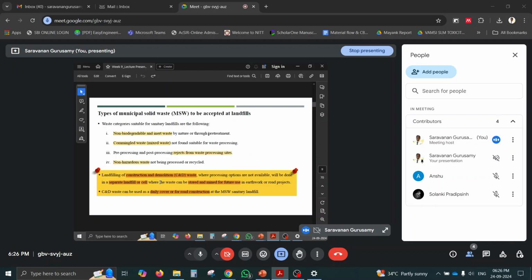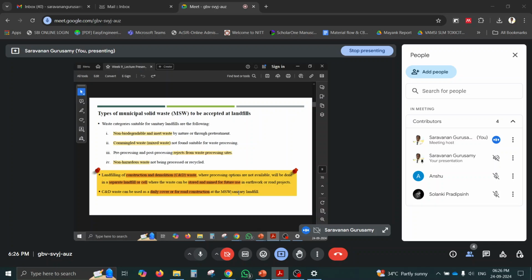Because it can be mined in future and it can be used for some other earthwork or road projects. This type of C&D waste finds application in construction activities, again in road construction and earthwork construction, and for low-lying area filling we can use this type of C&D waste. So it should be separately filled in a cell, and it can be mined in the future for use in earthworks and road projects. And then C&D waste can also be used as a daily cover or for road construction.